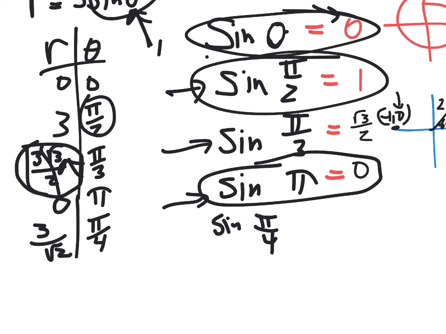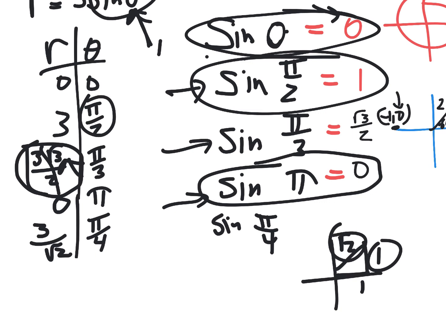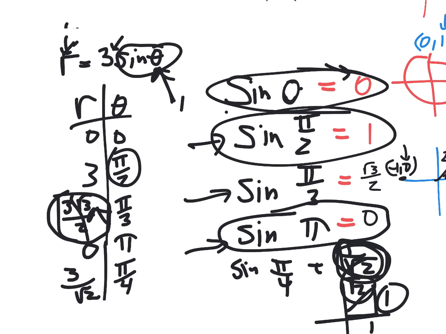How do you do that again? I draw a picture and I draw pi over 4, which is a 45, 45, 90, 1 root 2. And then I go sine of that as opposite over hypotenuse, and I get 1 over root 2. And then I take that 1 over root 2 and I stick it in for where sine was, and I get 3 times that. So that's 3 times 1 over root 2. So that's 3 over root 2.